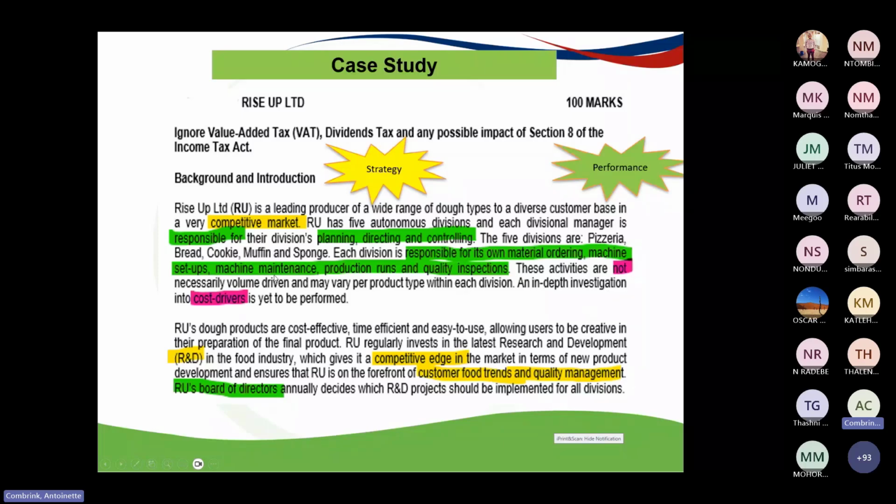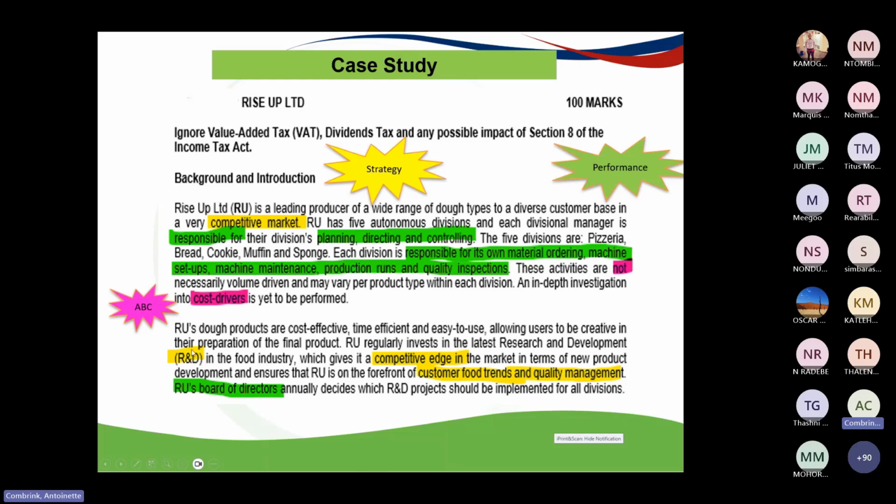An in-depth investigation into cost drivers is yet to be performed. So this tells us it is likely going to be something to do with ABC, activity-based costing, because we are telling you that these costs that we've allocated are not necessarily volume driven, which would be the traditional costing method. But we're telling you that there are cost drivers, so that makes us understand that we've potentially got ABC that we need to look out for.